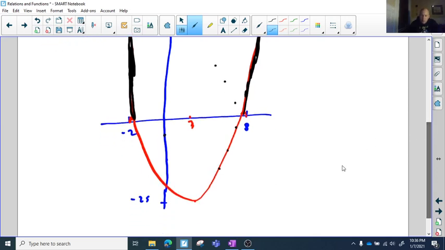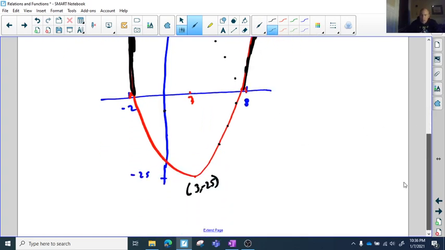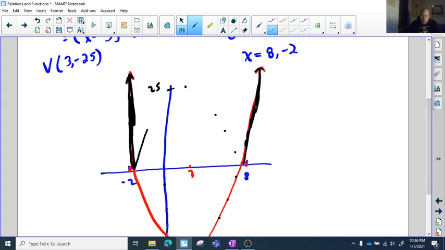Now, what we do is we just use our vertex, which was at (3, -25), and we just move it up to (3, 25). So that would switch up to here, and by doing that, imagine this was just a piece of string. When I pulled the piece of string up, all these points would come with it, and they would switch up, and my graph would end up looking like this now. And this vertex here would end up at (3, 25) instead of (3, -25).